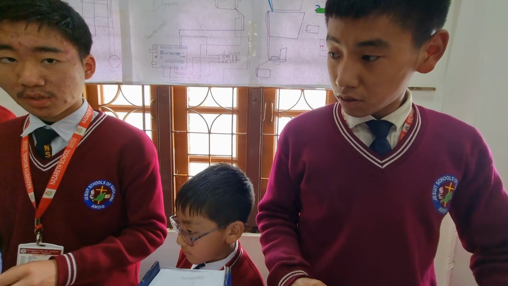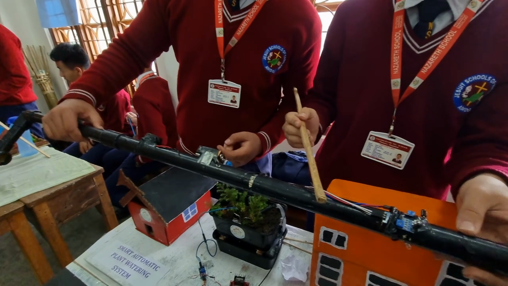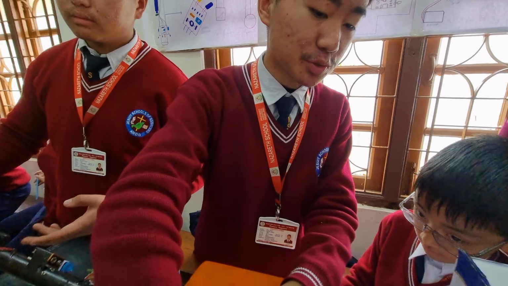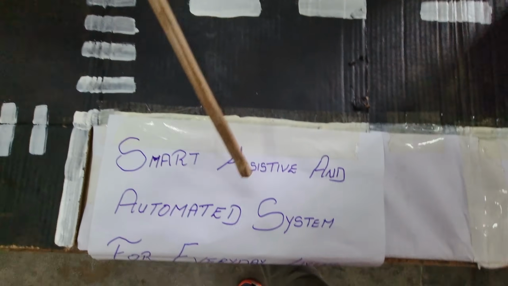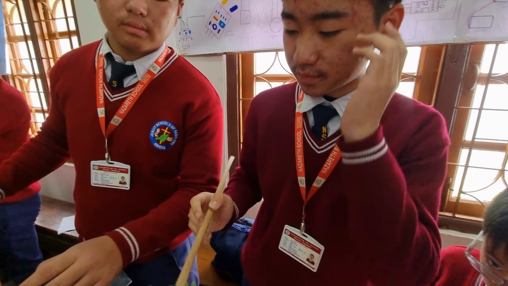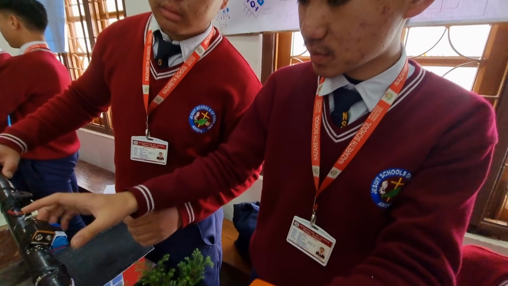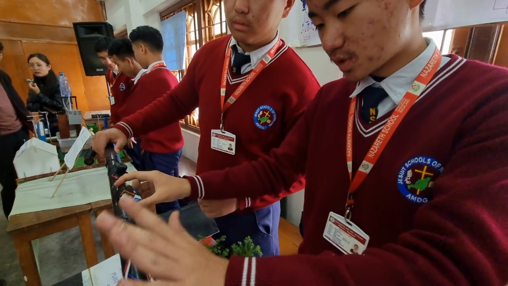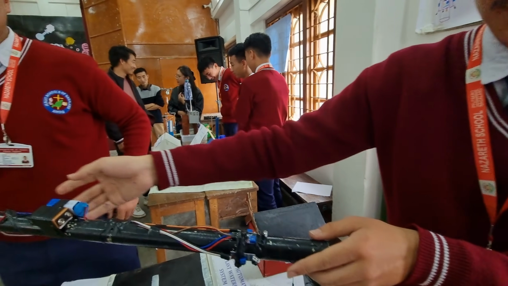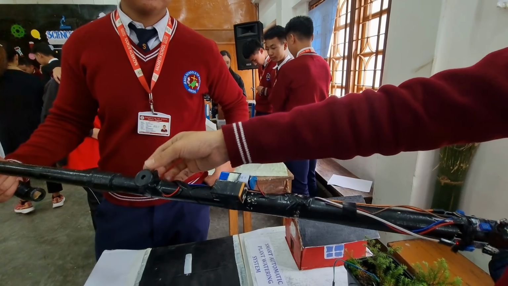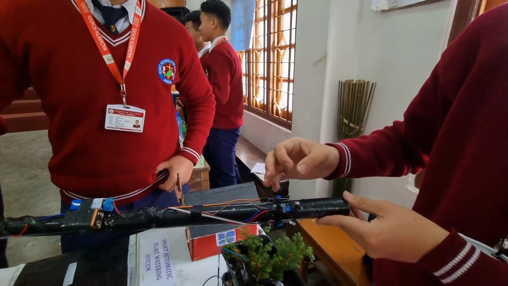Good morning, everyone. What is your model about? Our model is based on the topic: smart, assistive, and automated systems for daily life. Okay. This is the blind stick. You see, when it goes near obstacles, it buzzes using this buzzer. The items used are a buzzer, jumper wires, battery, and 3 infrared sensors.